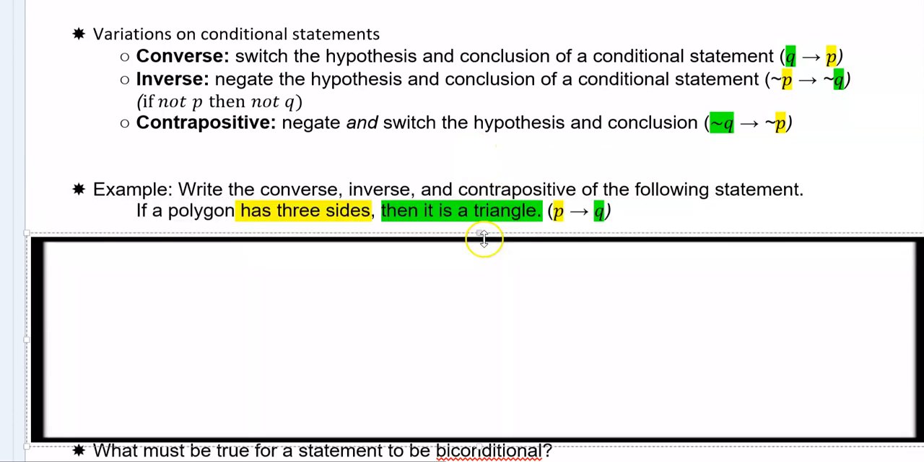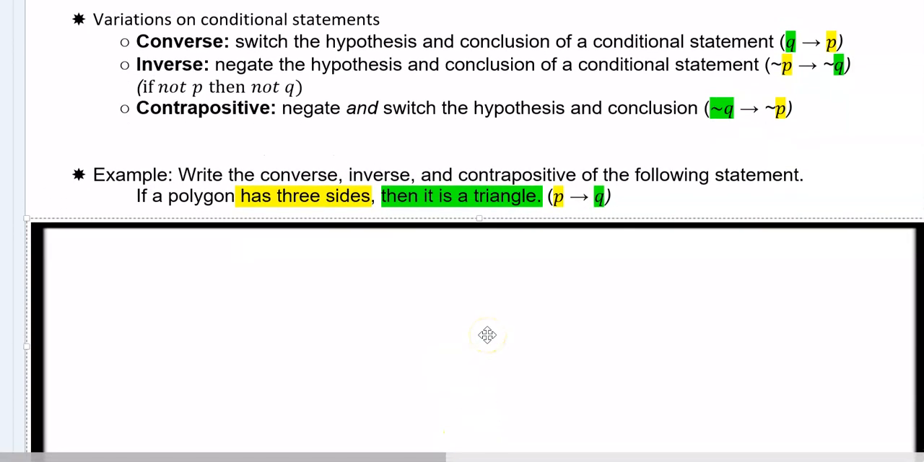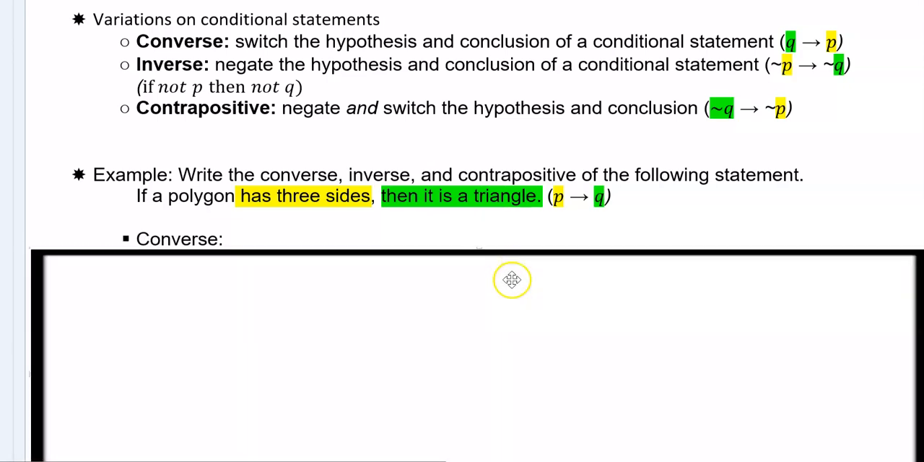So let's try an example. We're going to write the converse, the inverse, and the contrapositive of the following statement. If a polygon has 3 sides, then it is a triangle. So our first step is to write the converse. In the converse, we're going to switch the hypothesis and conclusion. So we could say, if it is a triangle, then a polygon has 3 sides.